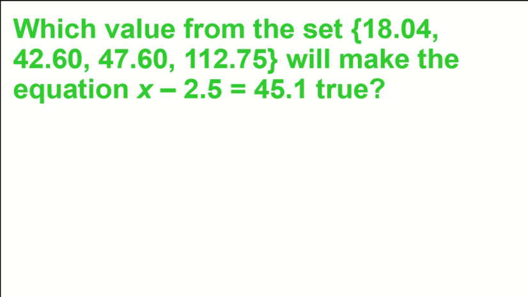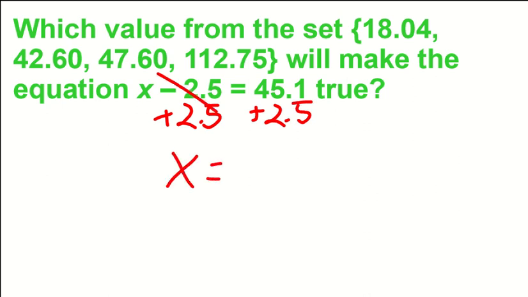Who thinks I got it? Sophia? 47.60 is correct. Most of y'all were solving it, so you solve by doing opposite. Instead of minus 2.5, we add 2.5. Cancels there. We just line up our decimals.